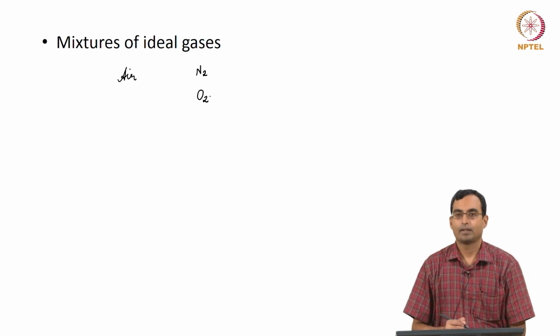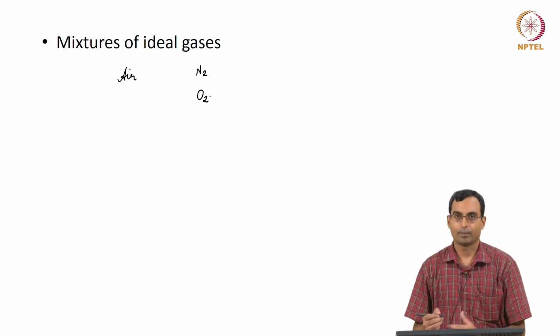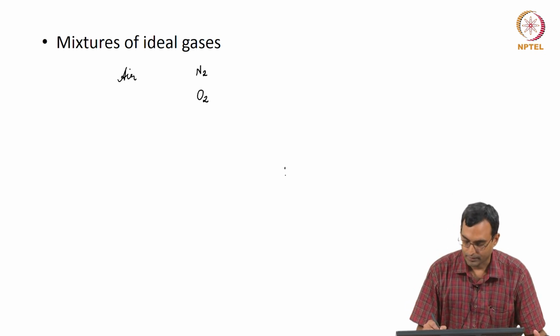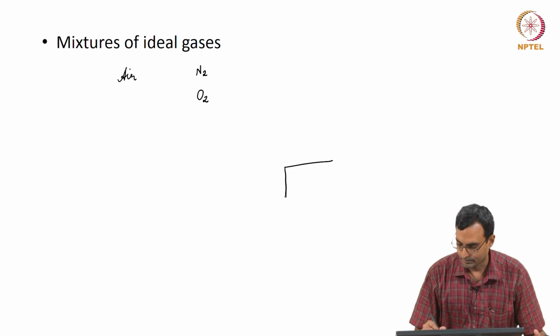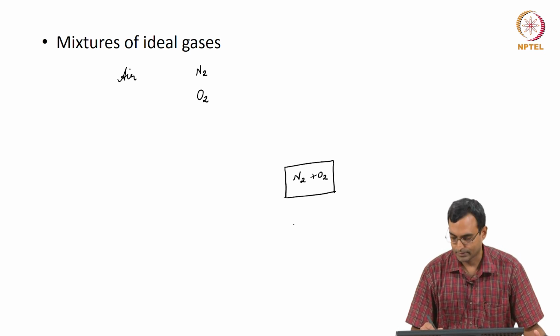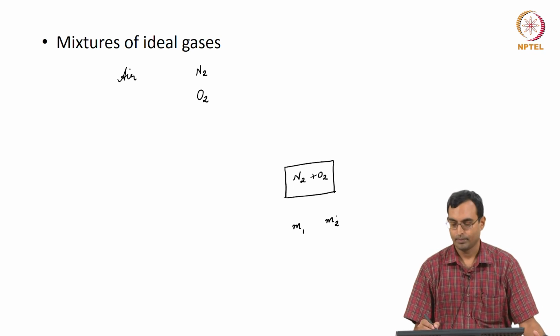So, the question is, what happens when I mix these two together? Does it behave like an ideal gas? Can I find out what its properties are, and so on? In order to do this, we can think of a system where we have mixed the gases together. We can think of the mass of each of these gases as small m. For example, m1 can represent the mass of nitrogen, m2 can represent the mass of oxygen, and so on. So, we can look at a system like this.